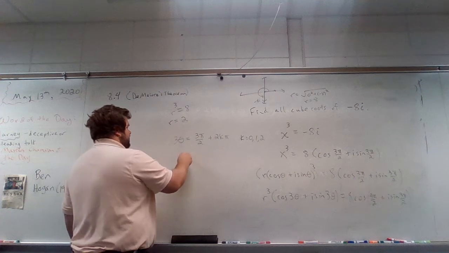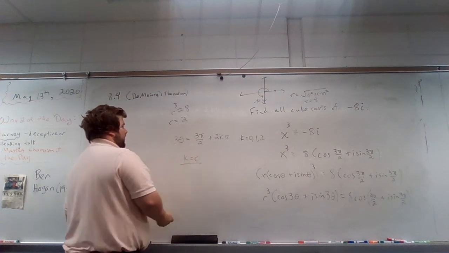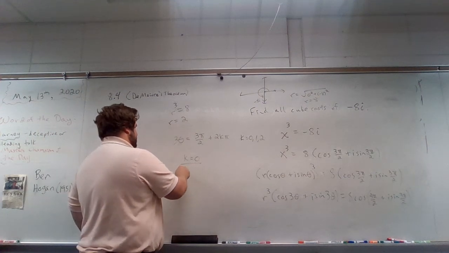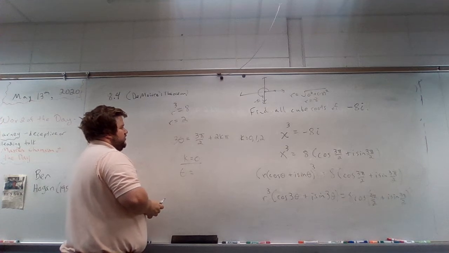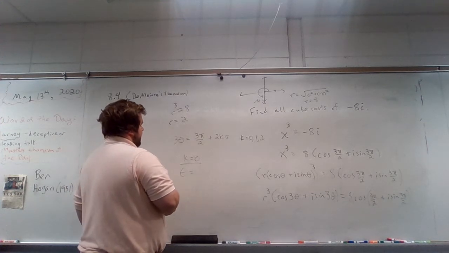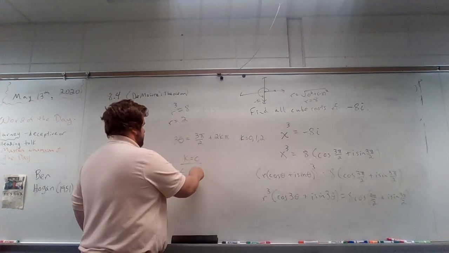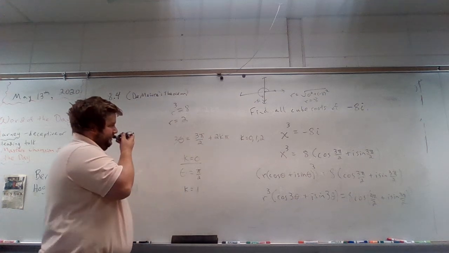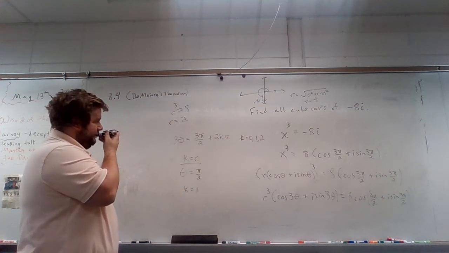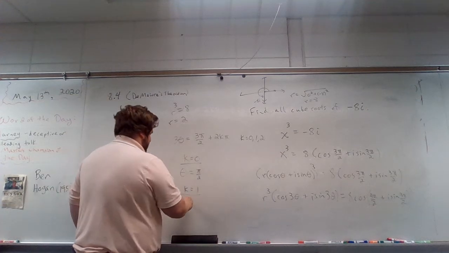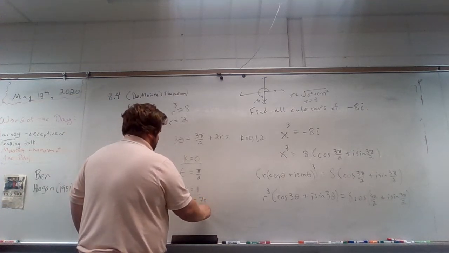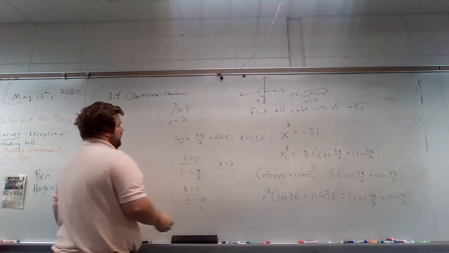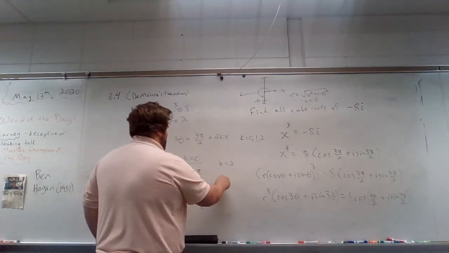So I'll let you verify this. I'm just going to write down mentally what we're going to get. If k is 0 and I solve for theta, which you should check, you should get pi over 2. If k is 1, you should get 7 pi over 6. And if k is 2, I'll get 11 pi over 6.